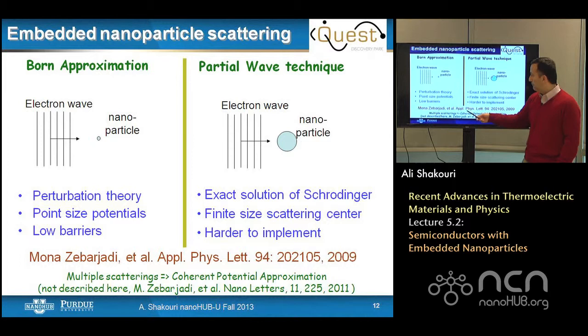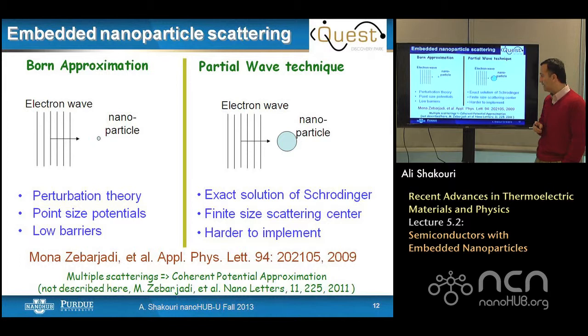Mona Zebarjadi et al. in 2009 looked at the case when an electron wave is scattering from a finite size nanoparticle. Here is the exact solution of the Schrödinger equation for a finite size scattering center. It's harder to implement, but using the partial wave technique, the asymptotic solutions of the Schrödinger equation near the nanoparticle, you can actually calculate the scattering cross section accurately.